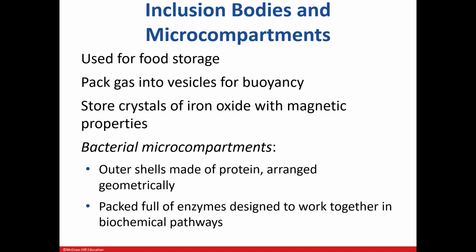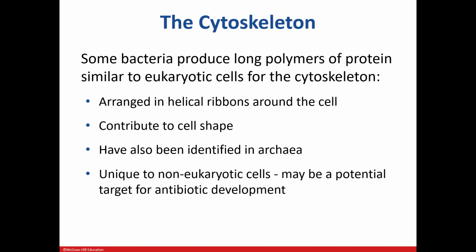Inclusion bodies can be used for storage, along with gas storage to allow a bacterium to be buoyant in its environment. Microcompartments are used in a variety of biochemical reactions. The cytoskeleton provides shape for a bacterium. It's structurally different than in a eukaryote, so it may be a target for antibiotics in the future.